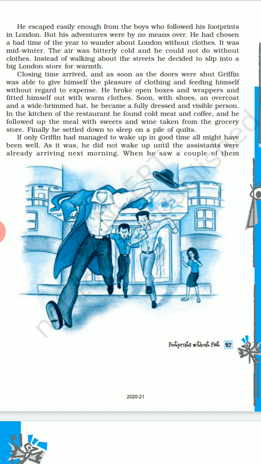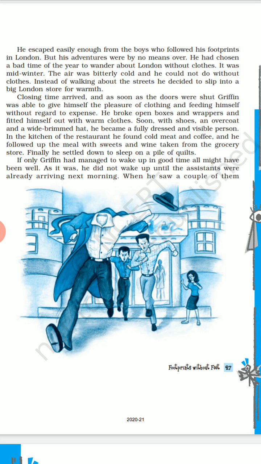So he got into a big London store. It was closing time, so the owners or the people who were there in that shop closed up. As soon as they went away, closing the door, Griffin, an invisible man, had entered that store where all the things are available. He was invisible, so the shop owners or the salesmen couldn't see him. Since it was closing time, they closed the store and left for their houses.